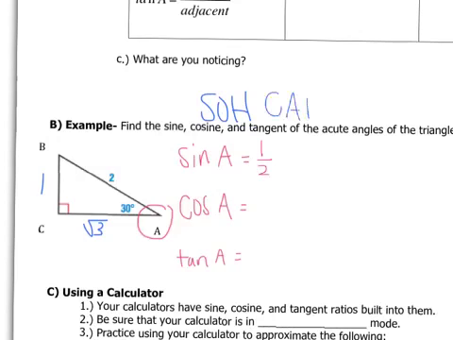Cosine is adjacent over hypotenuse. From angle A, the adjacent side is what? Radical 3, the hypotenuse is still the 2, so this is radical 3 over 2. And then finally for tangent, this is opposite over adjacent. So again, from angle A, the opposite side is 1, the adjacent side is radical 3. So I'm taking 1 over radical 3.